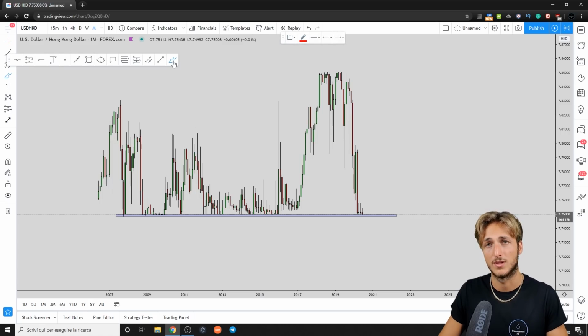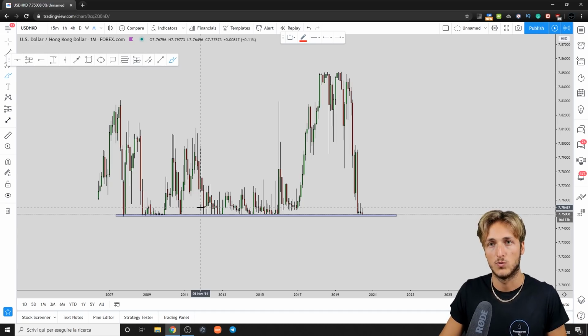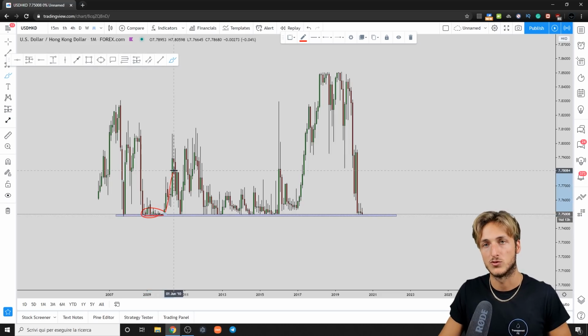The problem here with this pair is that you have a very negative swap on the long side, meaning that if you buy this pair and you're holding a long position on it, you will be charged a lot when it comes to swap. And that can be a problem because very often, as you can see here, this pair, before it creates the bounce away from the support, needs to create a very strong and long accumulation phase. So that can be a problem.